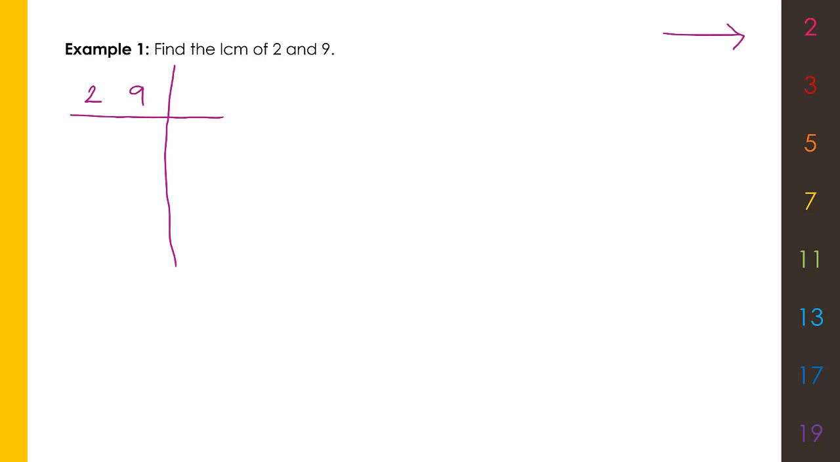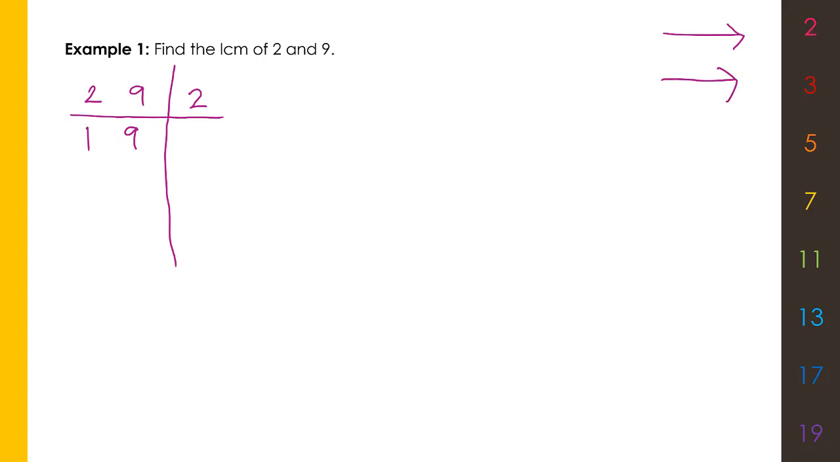And I'm going to start dividing both numbers by prime numbers. We are always going to start with the smallest prime number, which is 2. So first we divide by 2. 2 over 2 is 1. 9 over 2 doesn't have an exact division, so we keep the number 9. And we continue with the next prime number, which is 3.